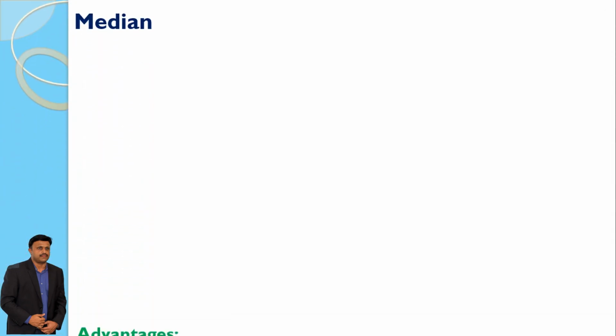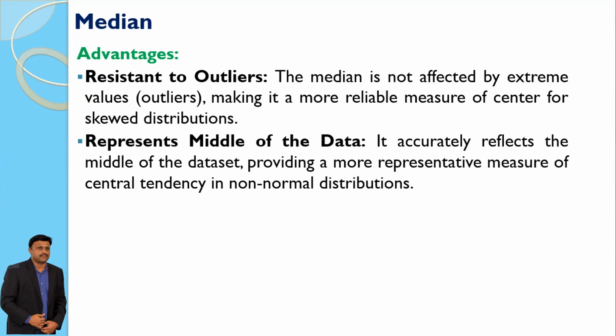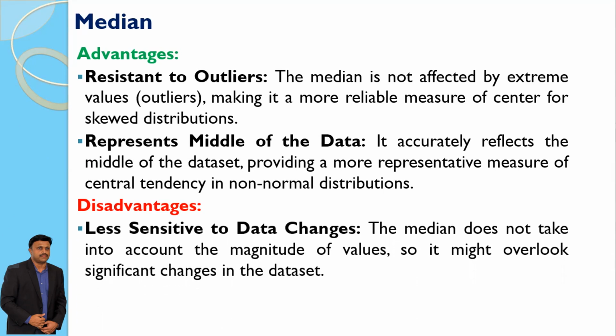The median is resistant to outliers and accurately reflects the middle of the data, but it may overlook significant changes in the dataset.